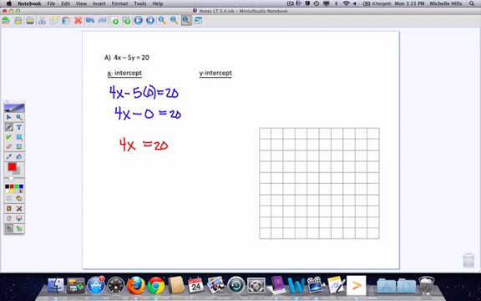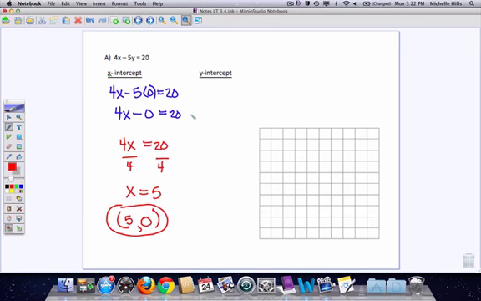We don't need to do the 5 times 0 equals 0, because we know when we simplify that down, it's just going to be 4x. So 4x equals 20. I'm going to divide both sides by 4, so x equals 5. So my x-intercept, I found the value of x is 5 because I put 0 in for y, which means my x-intercept is actually the point (5, 0).